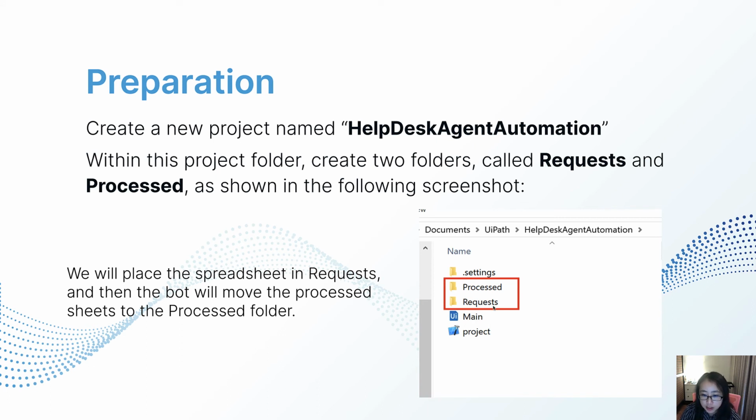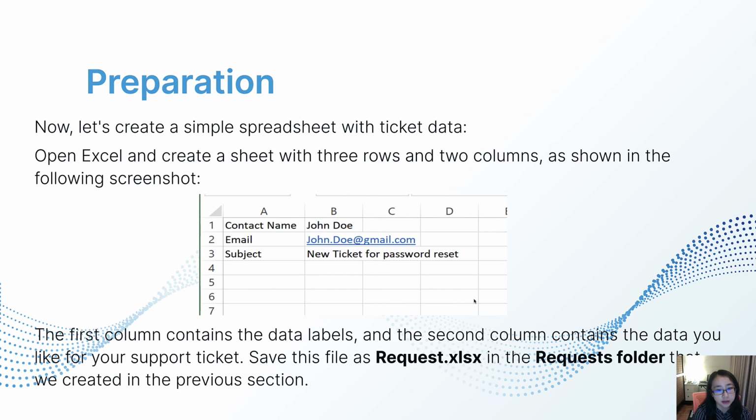So in the Requests folder, we are going to put the request file where the data to create the request tickets is stored. And at the end of the process, the bot will move the processed file to the Processed folder. And you need to create an Excel file named request.xlsx and create a spreadsheet with 3 rows and 2 columns as shown in this screenshot.